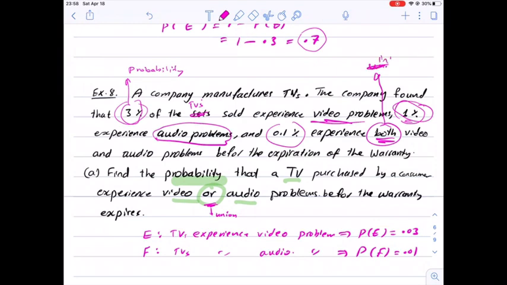Both means union. Or sorry, intersection. Or means union. So both means intersection. So probability of E intersection F is 0.1%. So this is 0.001.